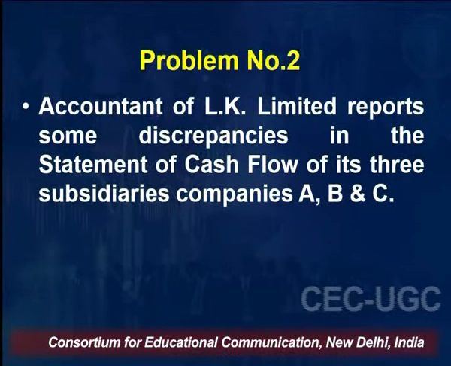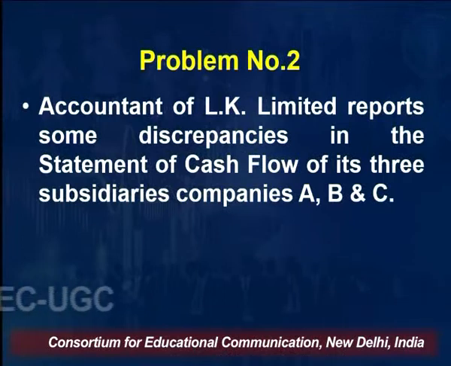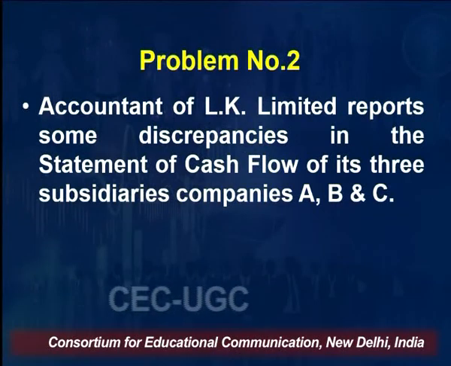So with this agenda of how to deal with the varying types of practical problems on statement of cash flow, I'm going to start today's discussion with a question which is going to be problem number 2 in this series. Suppose there is an accountant of a company called LK Limited which is reporting some discrepancies in the statement of cash flow of its 3 subsidiary companies, namely A, B and C.